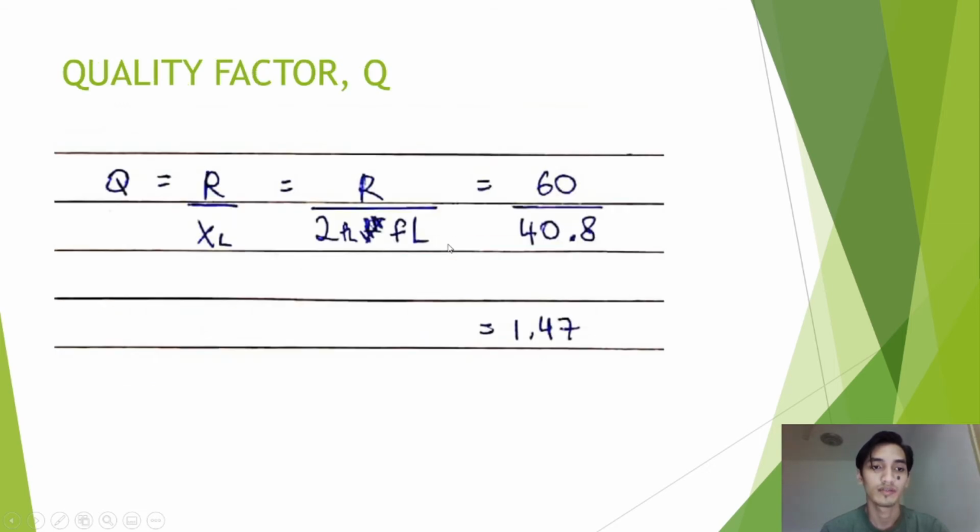The next is the quality factor. For the quality factor, we use the formula R over XL or R over XC, which is the same because XL equals XC. So we take XL as an example. R over 2 pi fL, so 60 over 40.8. We get a quality factor of 1.47. The quality factor is used to find the current in resonance.